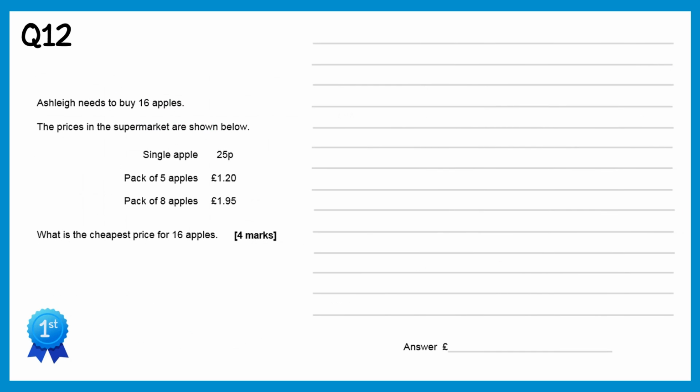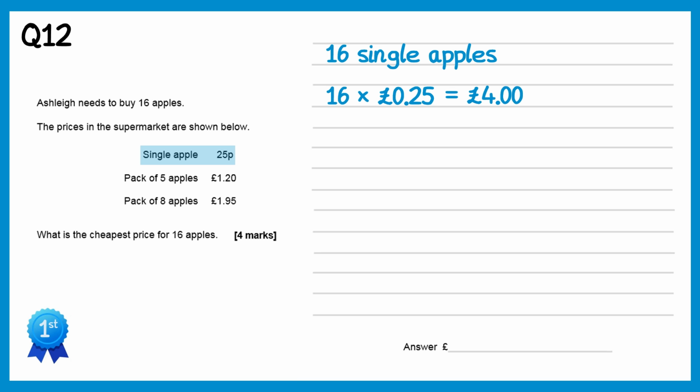For this question, we'll need to find the cheapest way of buying 16 apples. There are lots of different options though. Let's imagine first of all, we just bought single apples at 25 pence each. We'd need to buy 16 of them, so 16 single apples is 16 times 25p, which comes out as £4.